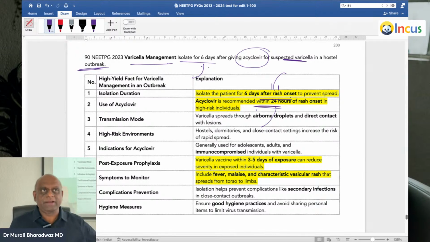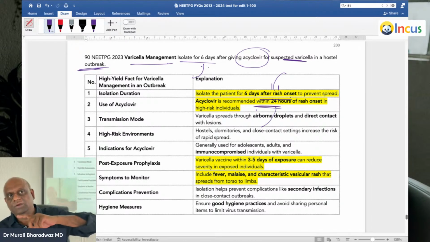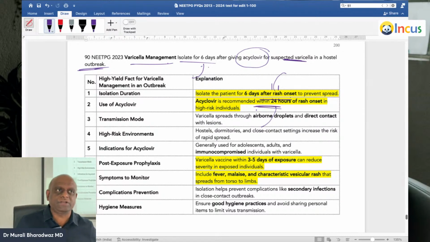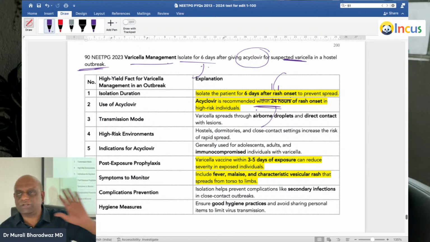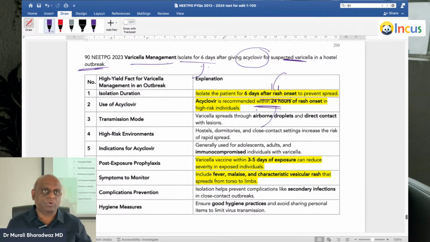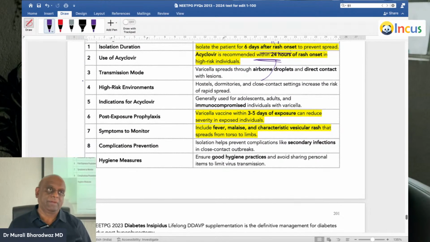Chickenpox in childhood can become reactivated in older age. But if somebody did not get chickenpox in childhood, they can get severe chickenpox when they go to medical college. So whenever in a hostel somebody gets chickenpox, you need to isolate him for 6 days, is what you need to remember.